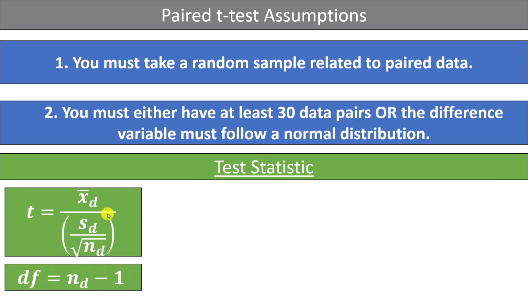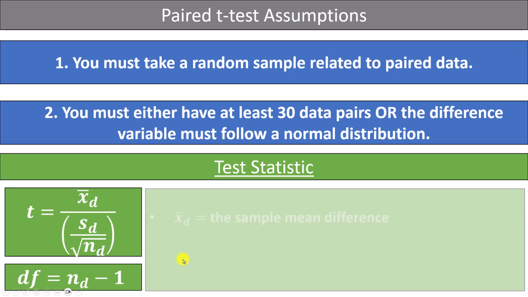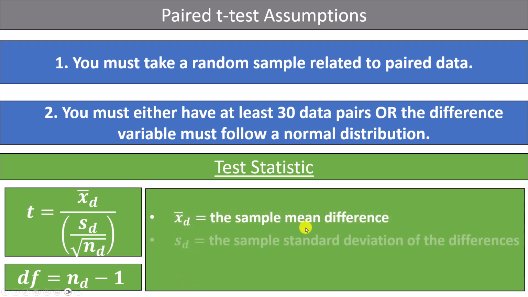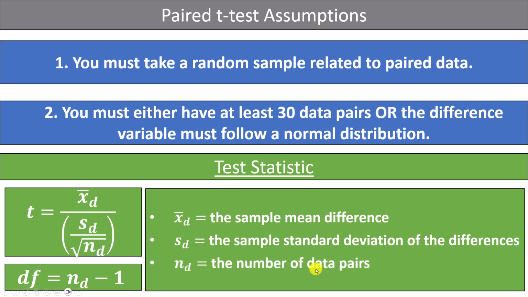samples. We'll also need some degrees of freedom since we're using a t distribution, which is going to be n sub d minus 1. X bar d is the sample mean difference. SD is the sample standard deviation of the differences, and then ND is the number of data pairs, or you could say the number of differences.